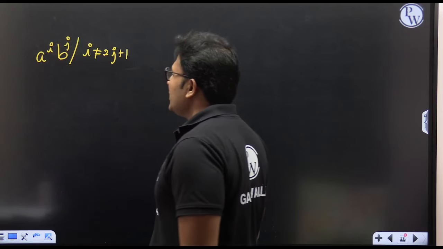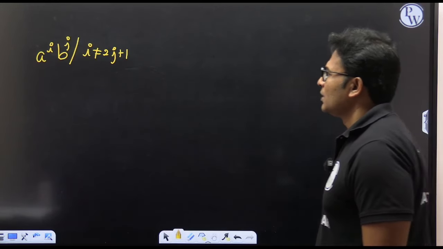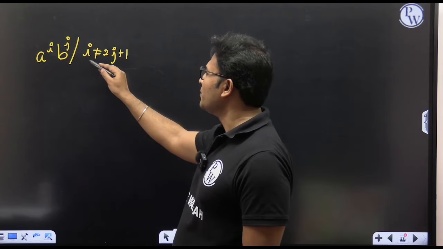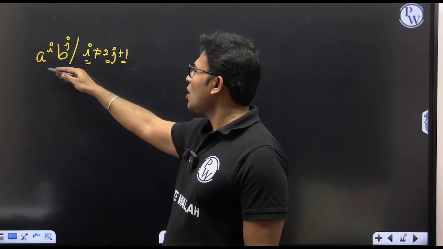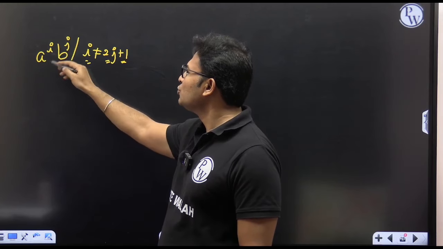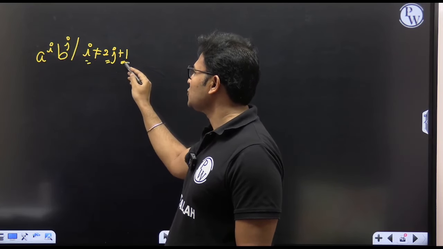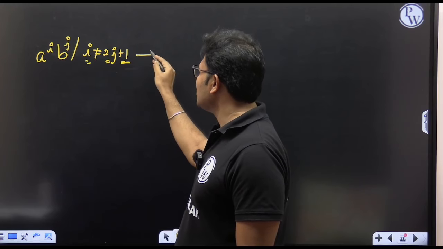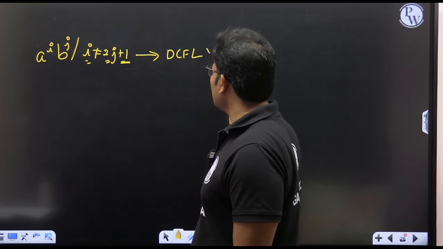So we have already calculated a problem like this, right? So the number of i's should be not equal to 2j plus 1. You push all a's, and for every a you push 2 a's, and for every b you pop an a, and then one extra b should remain. Therefore, this can be done by a deterministic context-free language.